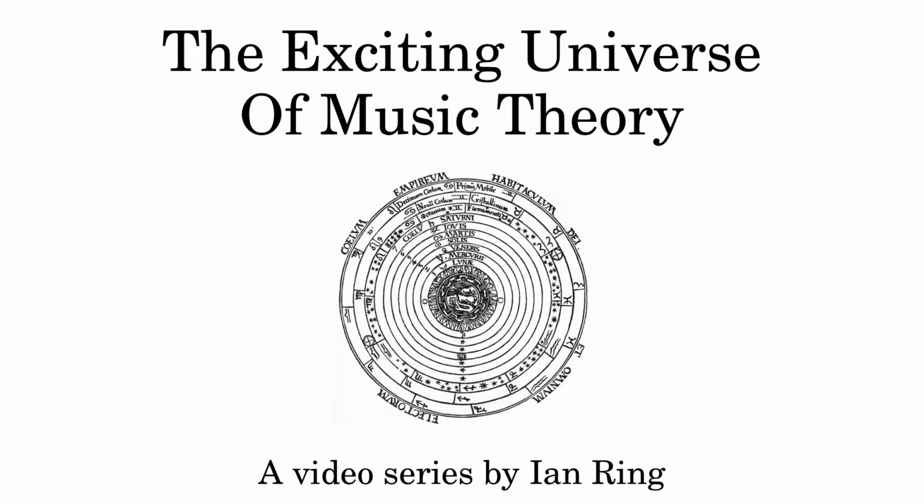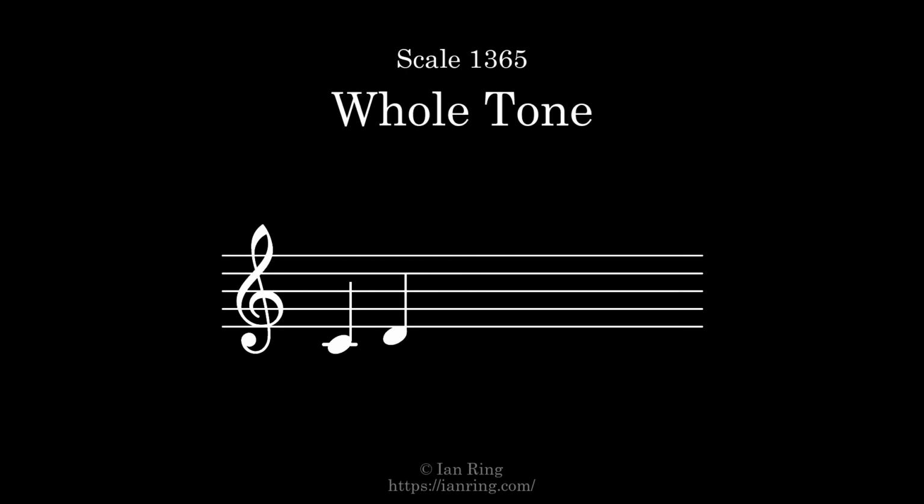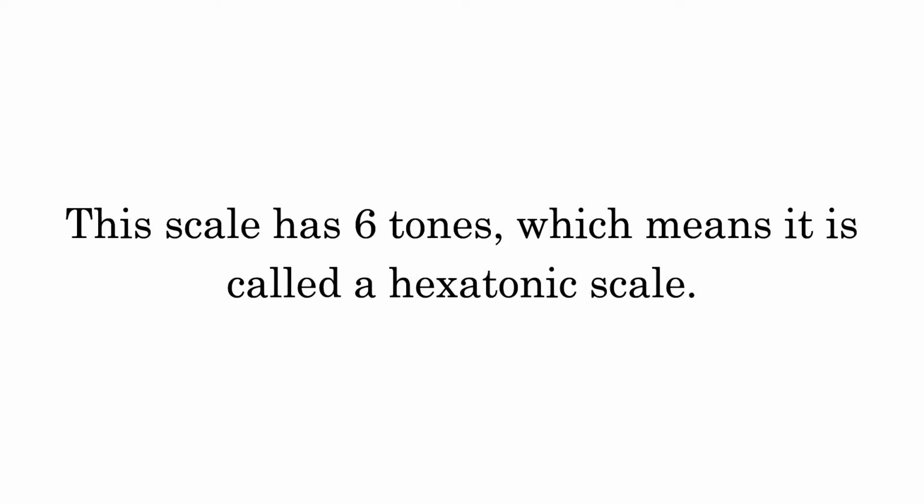Then let's begin. Today we will talk about scale 1365, whole tone, which sounds like this. This scale has 6 tones, which means it is called a hexatonic scale.